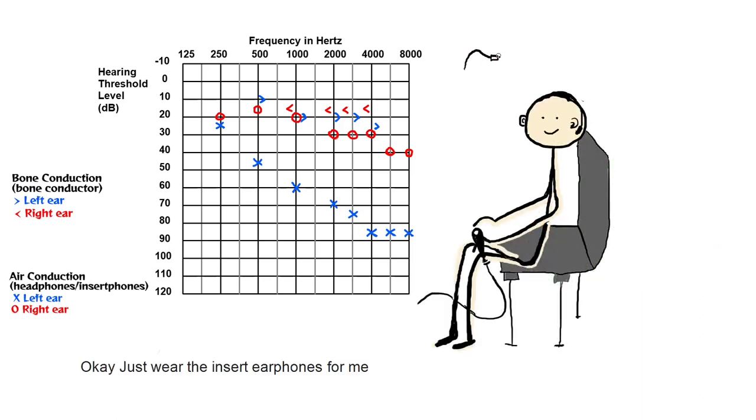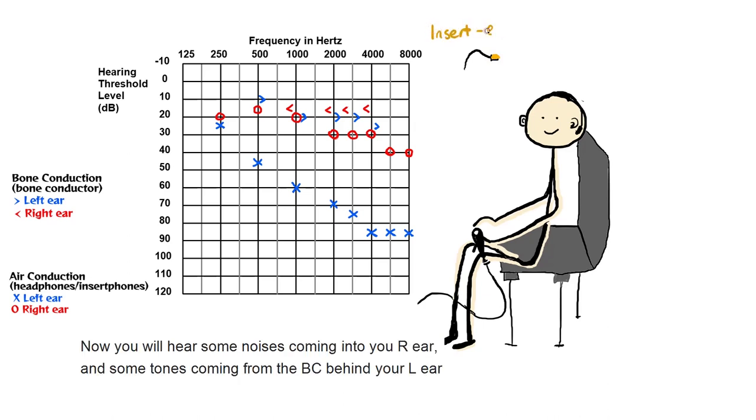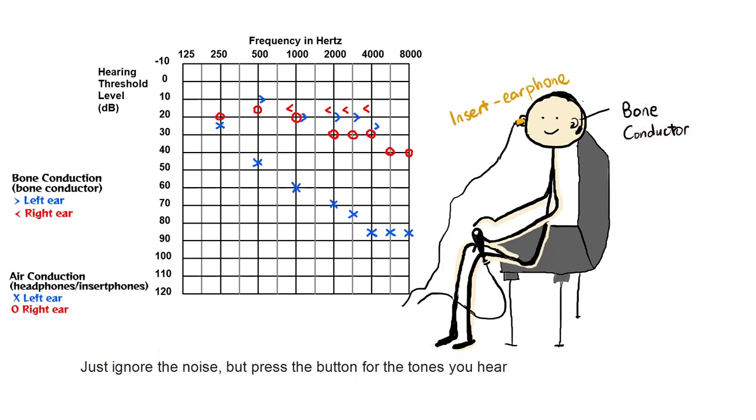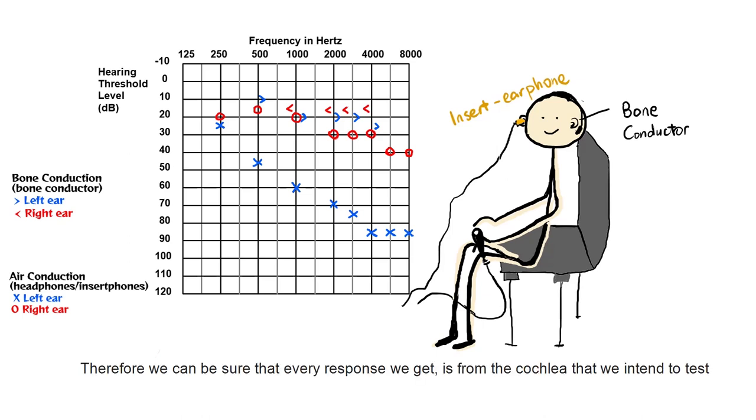Okay, just wear the insert earphones for me. Now you will hear some noises coming into your right ear and some tones coming from the bone conductor behind your left ear. Just ignore the noises, but press the button for the tones you'll hear. In this way, the noise will stop the non-tested ear from hearing and responding to the tone. Therefore, we can be sure that every response we get is from the cochlea that we intend to test.